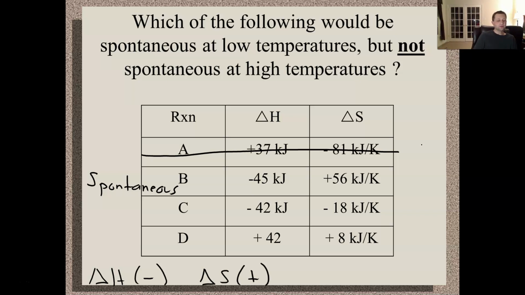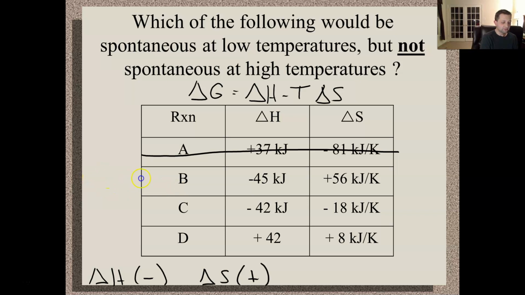Okay. So in order to figure this out, we need to look at our delta G equation, our Gibbs free energy equation. So delta G equals delta H minus T delta S. I'm going to erase the spontaneous word here in case I need to do a little bit of scratch work for you. Okay, so we're looking at C and D.